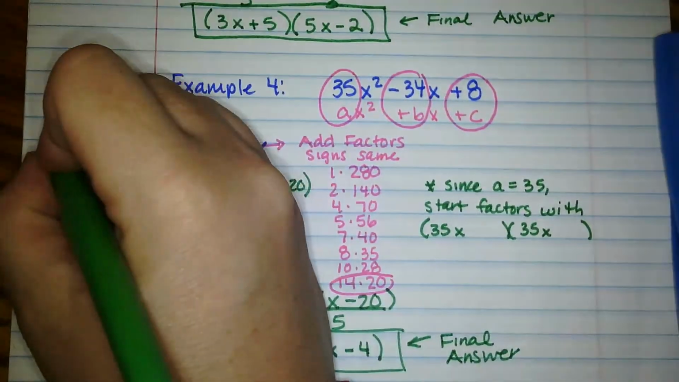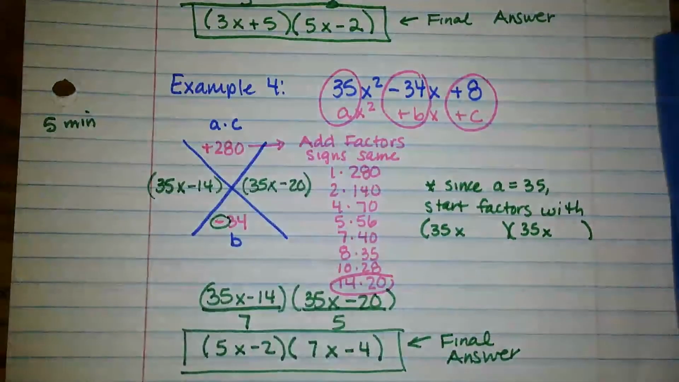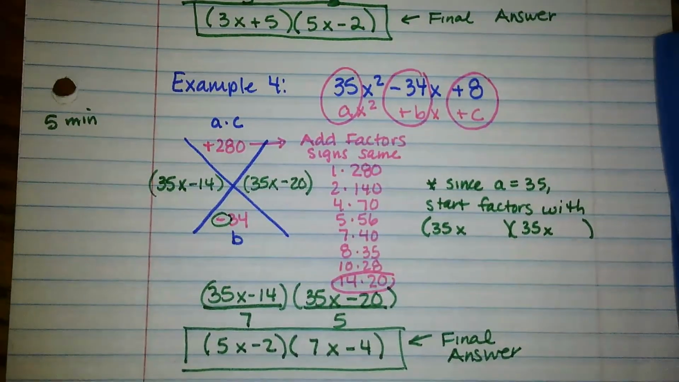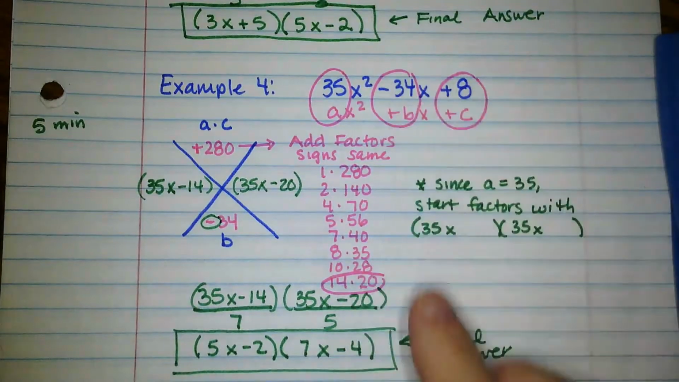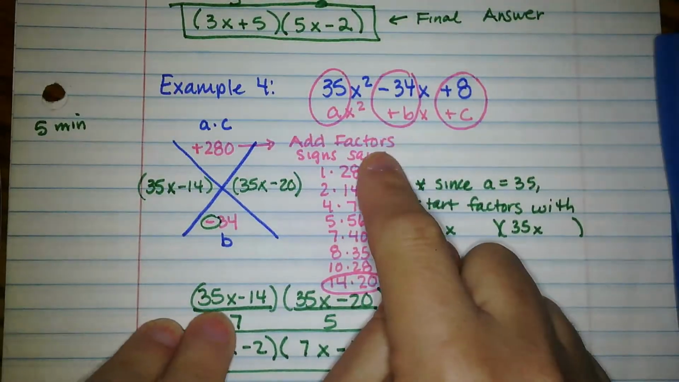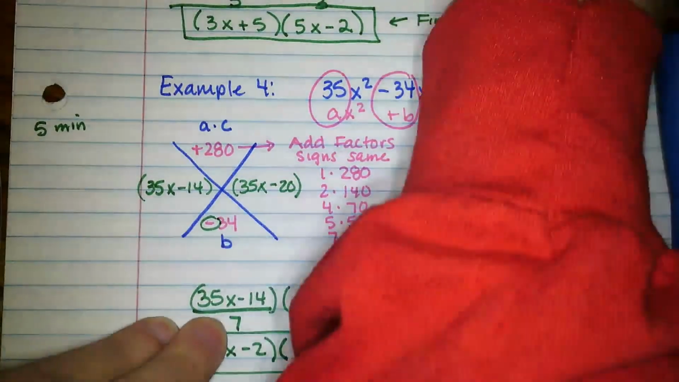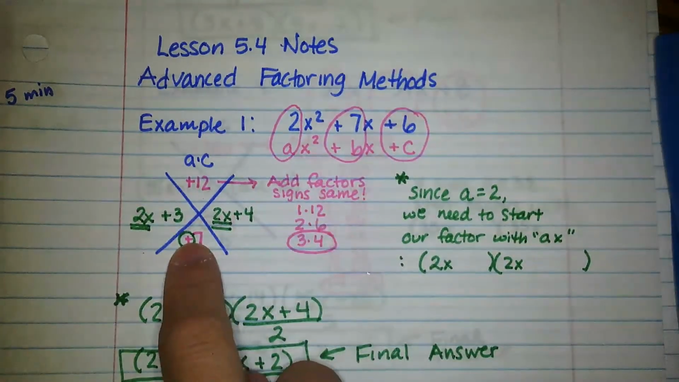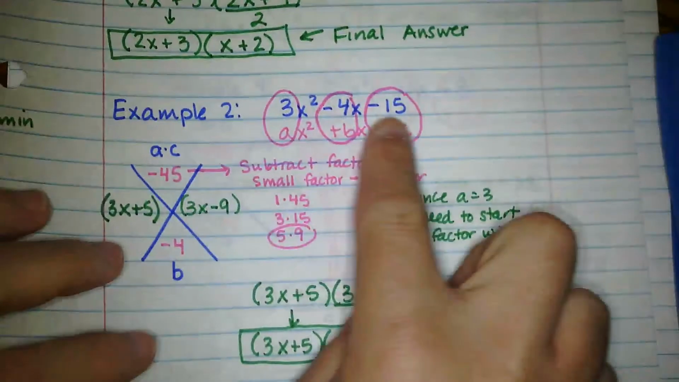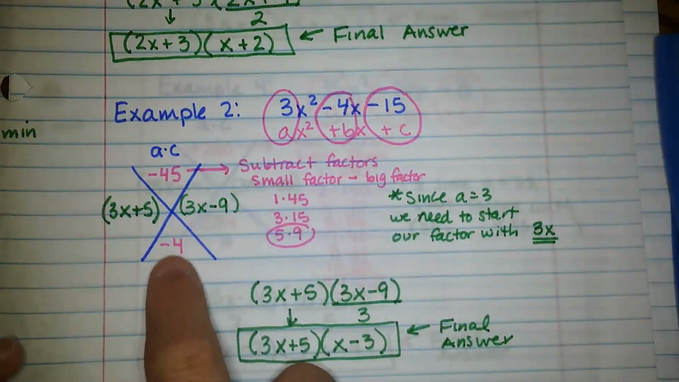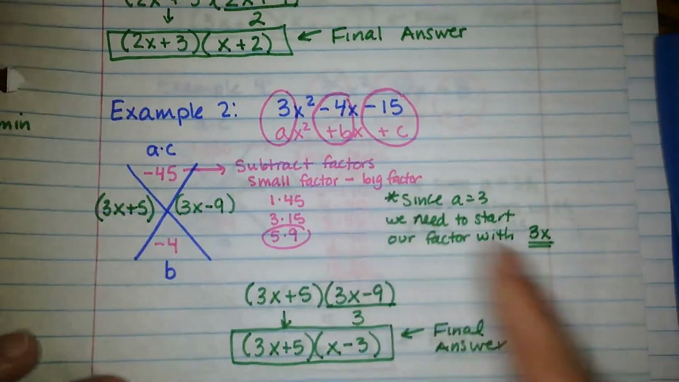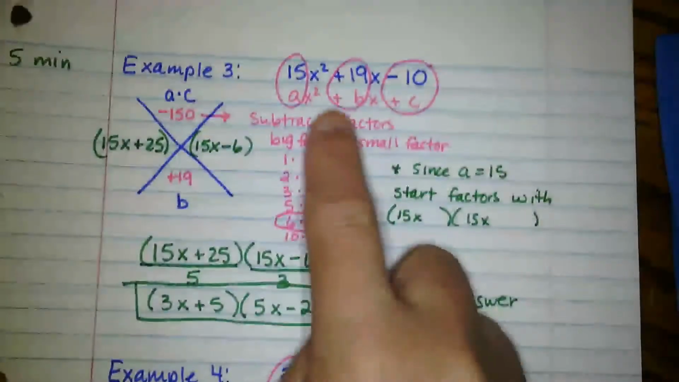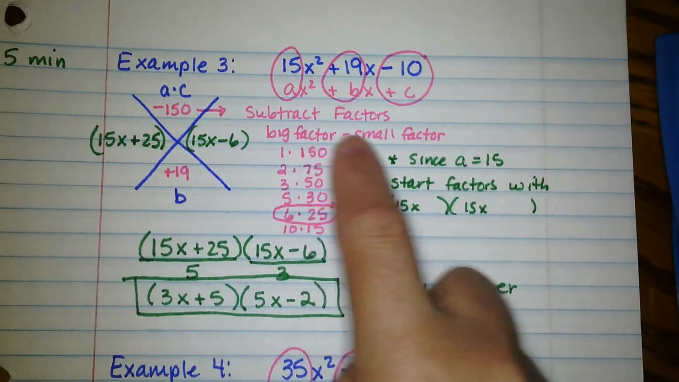As a recap, I just want to let you know that I've done one example of each type as far as like what the signs are. So this is where you add the factors, the signs are the same, and they're both negative. This one was when you add the factors, the signs are the same, they're both positive. This one, you have to subtract the factors, and because it's negative, you do small minus big. This one, you subtract the factors, and because it's positive, it's big minus small.